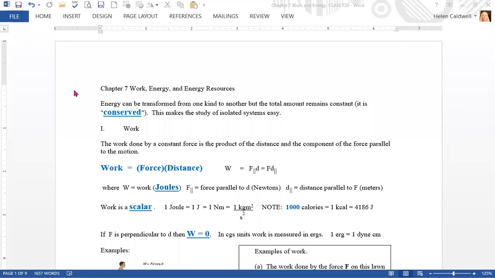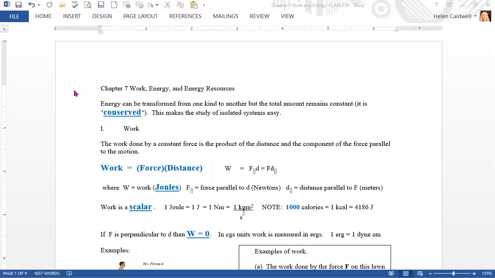Chapter 7 is on work and energy resources, and it has some really important concepts in it, particularly when we start talking about conservation of energy. Energy can be transformed from one kind to another. You eat a chocolate bar and it goes from being chemical energy of one sort to maybe mechanical energy if you use that chocolate bar's energy to run a mile.